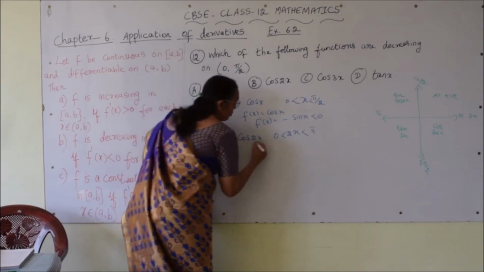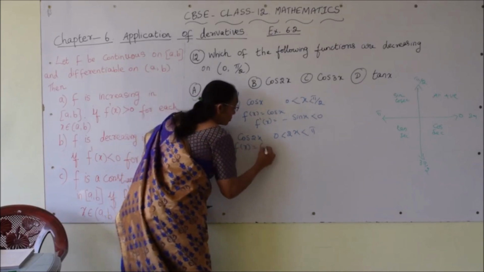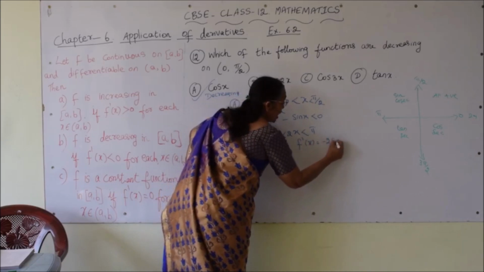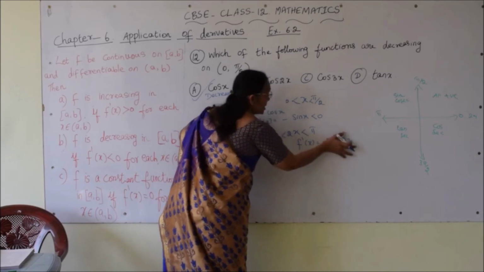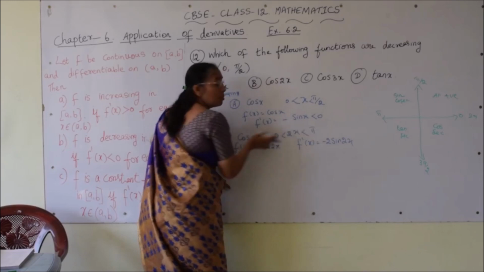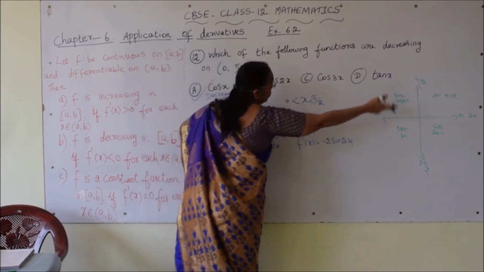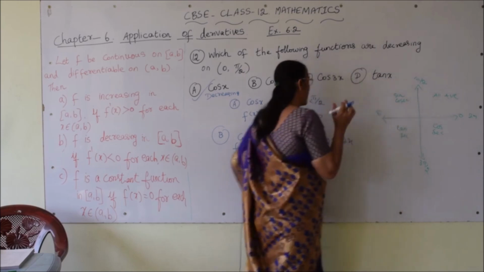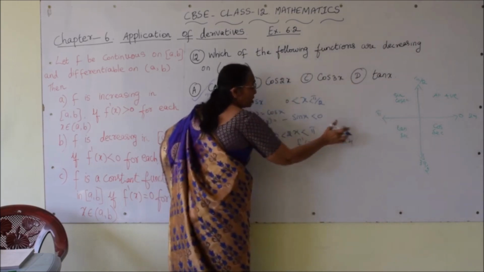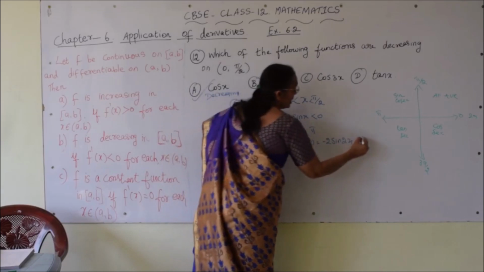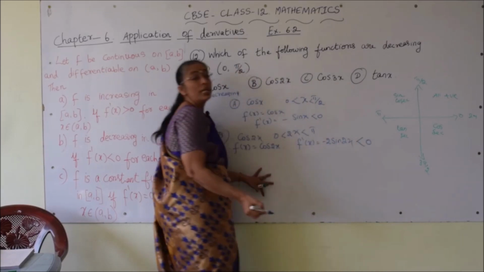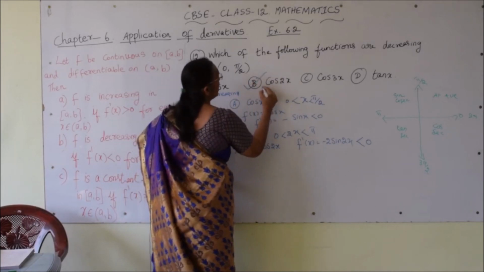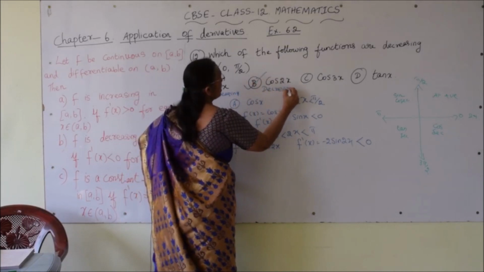So f of x is cos 2x, f dash of x is minus 2 sin 2x. Again this sin 2x is positive. From 0 to pi, it is fully positive. First quadrant sine is positive, even second quadrant sine is positive. So sin 2x is positive. Since minus 2 is there, f dash of x is overall negative, less than 0. Therefore, even cos 2x is decreasing in the given interval.